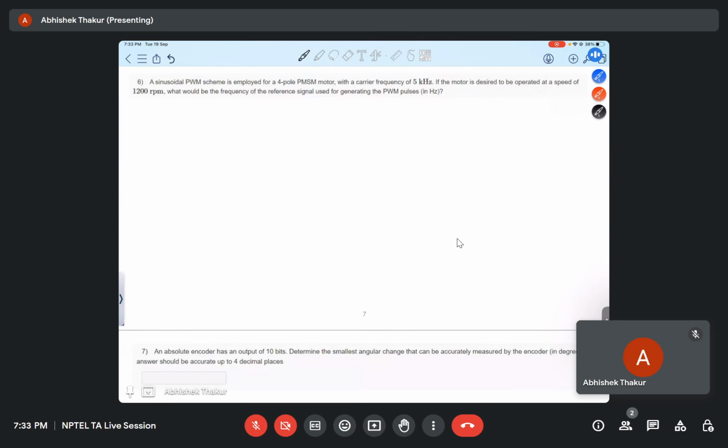So now we will solve the next question. A sinusoidal PWM scheme is employed for a 4-pole PMSM motor with a carrier frequency of 5 kHz. If the motor is desired to be operated at a speed of 1200 rotations per minute, what would be the frequency of the reference signal used for generating the PWM pulse in hertz?